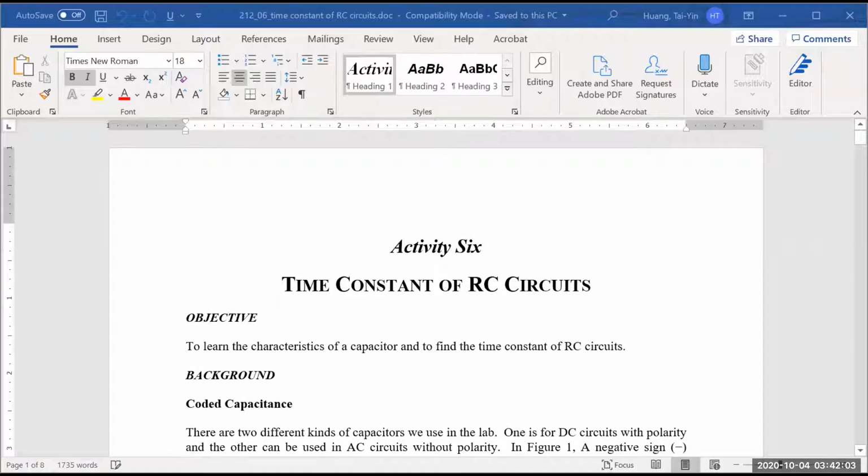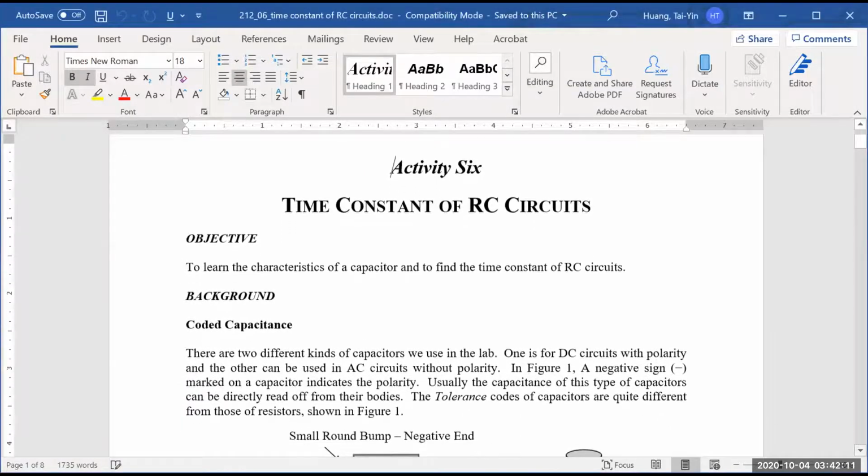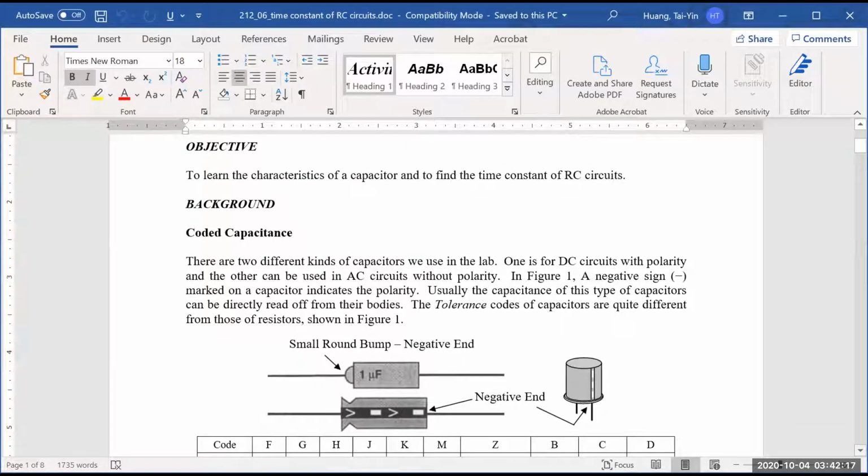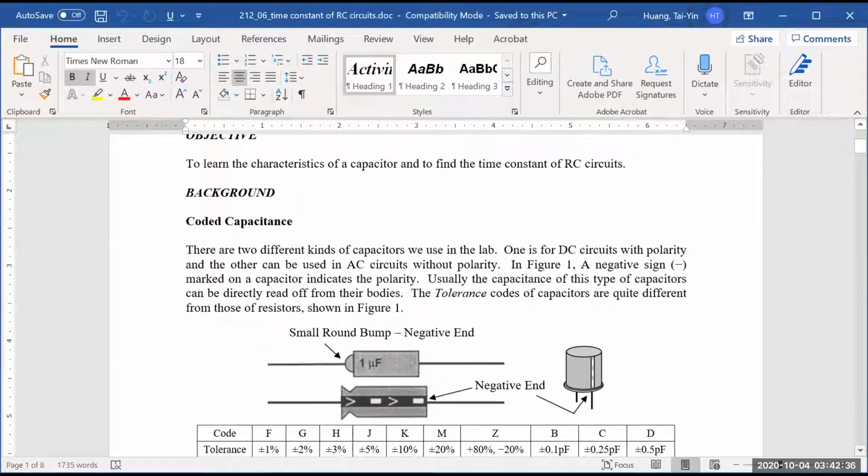the lab activity. Okay, so this is the experiment. The goal of this experiment is to find the time constant of two RC circuits. And so capacitor, what is a capacitor? Capacitor basically is a device that is used to store electrical energy. So you probably heard people talk about charging and discharging a capacitor or the battery. Basically, when you charge a capacitor, you are adding charge to the capacitor.